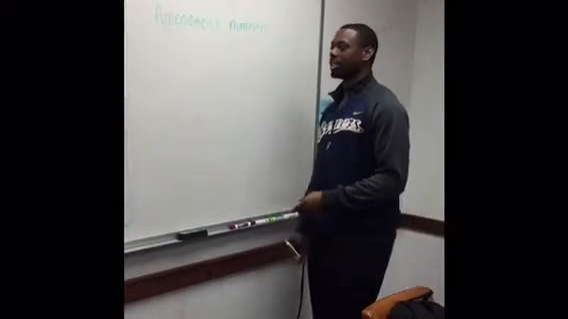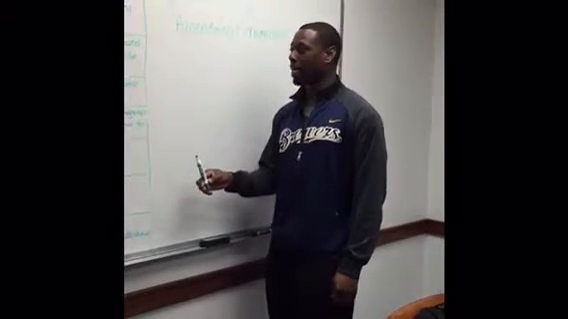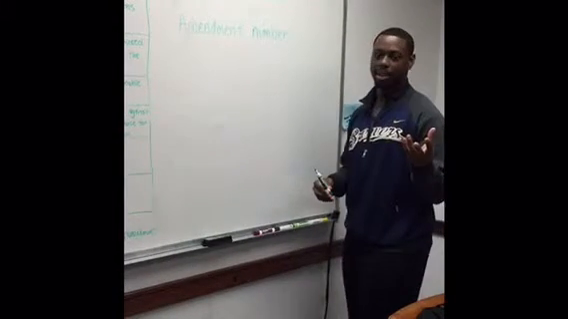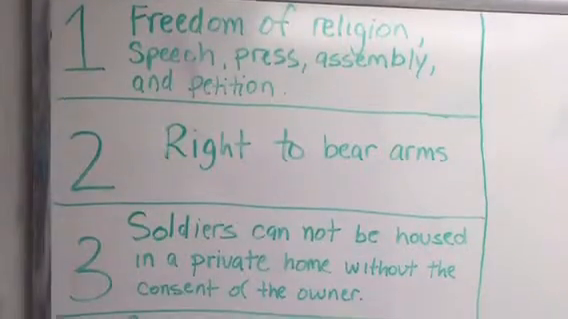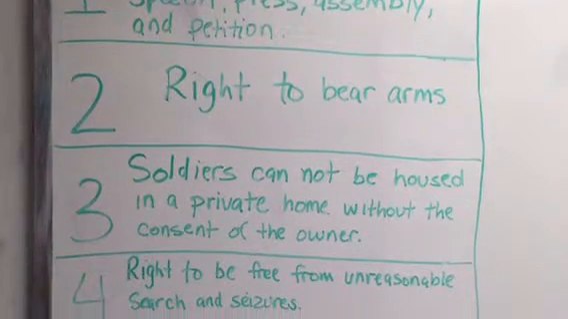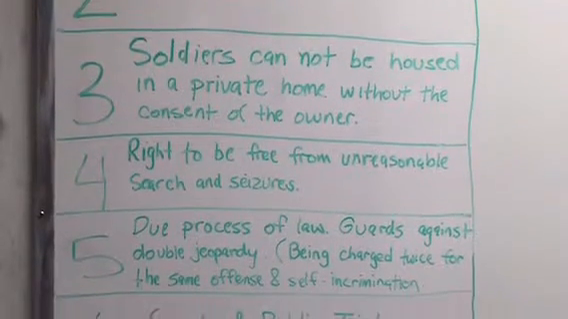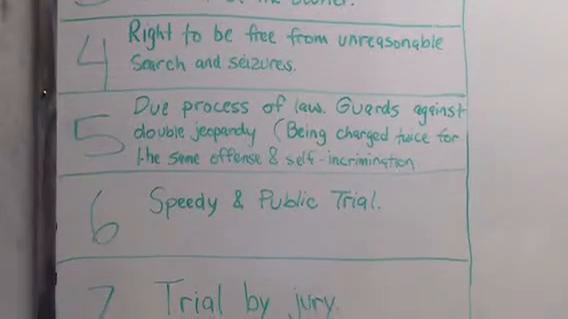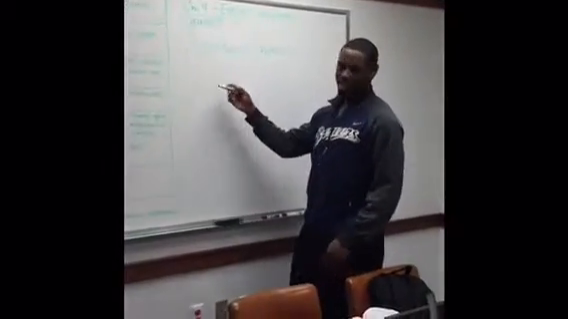So what I want you guys to do is to pick the amendment that you feel is the most important and that you can't live without right now. And once you pick that, I want you to write a 3 to 5 sentence paragraph just explaining why it's important to you. Go. All right, as you can see, I've already started writing.